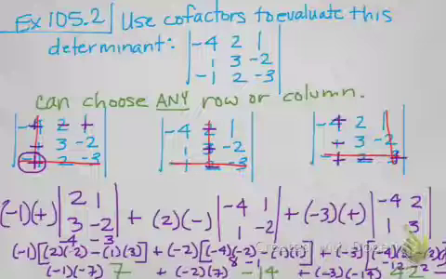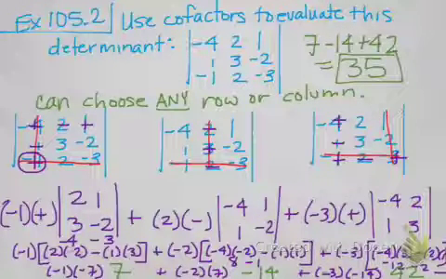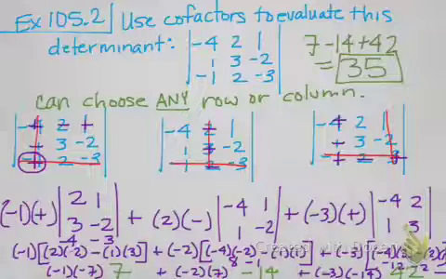Now I'm going up because I ran out of space, so up to the upper right, we have 7 minus 14 plus 42 gives us 35 for the answer. So the determinant of the entire matrix is 35, and we did it by expansion of cofactors.